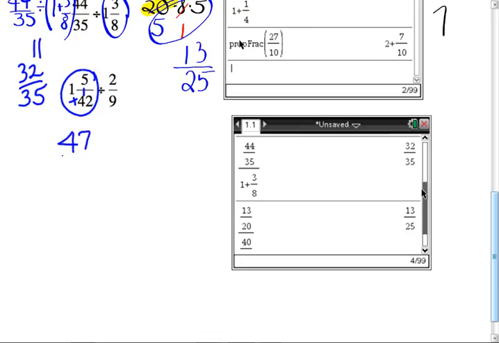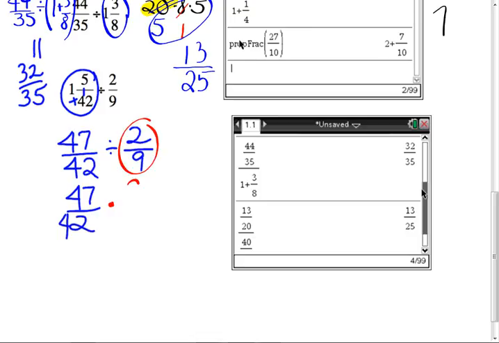47 over 42 divided by 2/9. Now what do we do? We don't change the first one because that's not the one doing the dividing by. We're going to change the second one. So this is going to become times, and this is going to flip over. So it's 9/2.